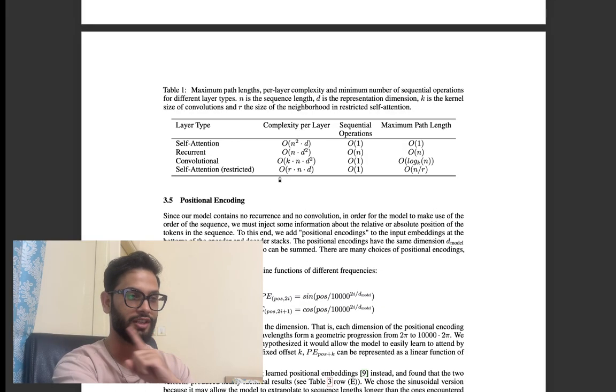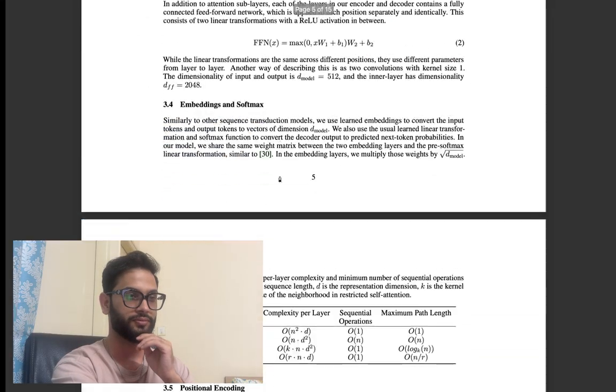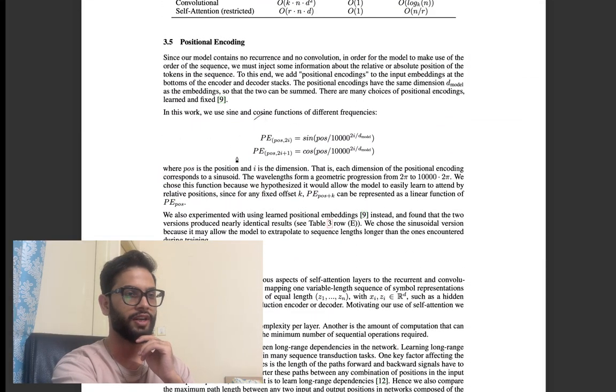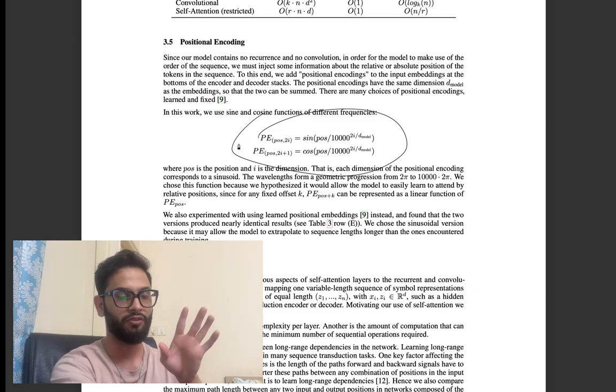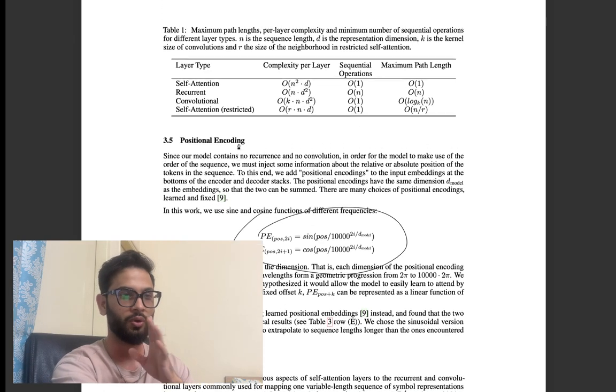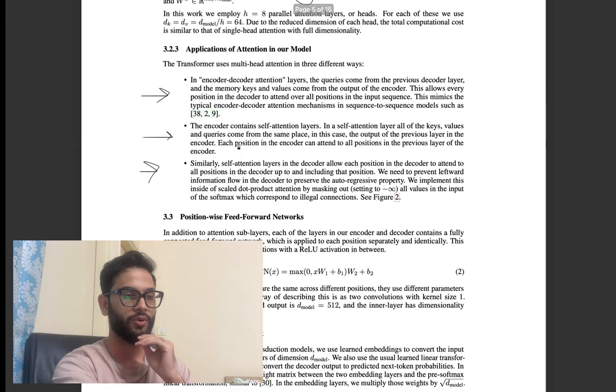Again, I'll discuss in detail in the next video. Coming to positional embeddings, you already covered this. This is the very complicated formula of positional embeddings, but I showed you how they look. Feel free to look into that code.